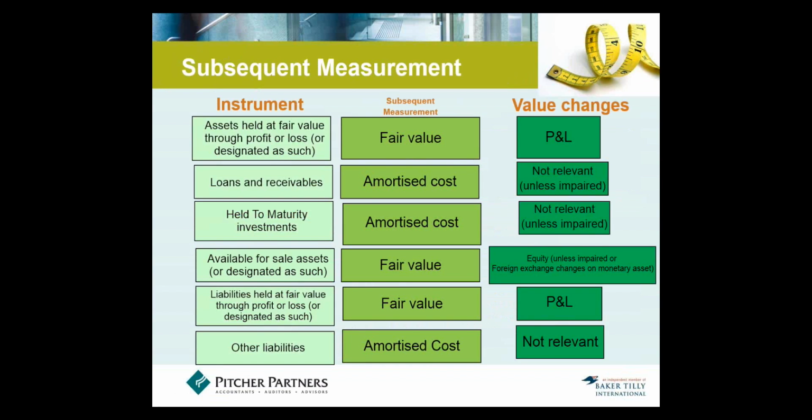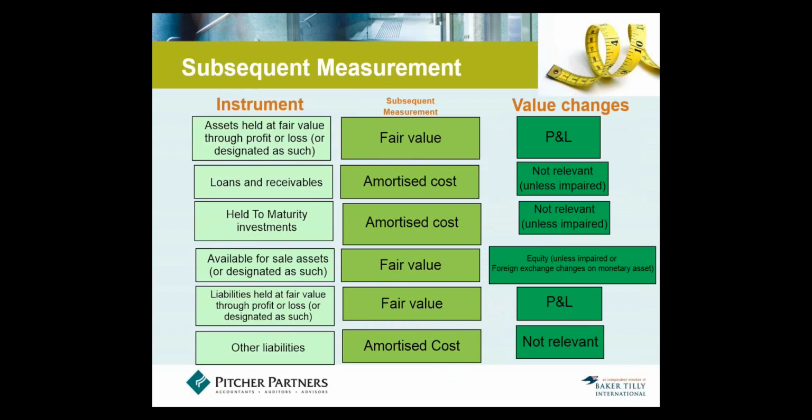So subsequent measurement, this is where the categories become even more important. Because if you look at, and I've put on one slide, financial assets and financial liabilities, if we start on the top one, if you've got assets held at fair value through profit and loss, or it could be the second last one, liabilities held at fair value through profit and loss, their subsequent measurement is at fair value. Whether it's an asset or a liability, it's always at fair value, subsequently in the balance sheet, always at fair value. And what do we do with changes between one reporting date to the next reporting date? It goes to profit and loss.